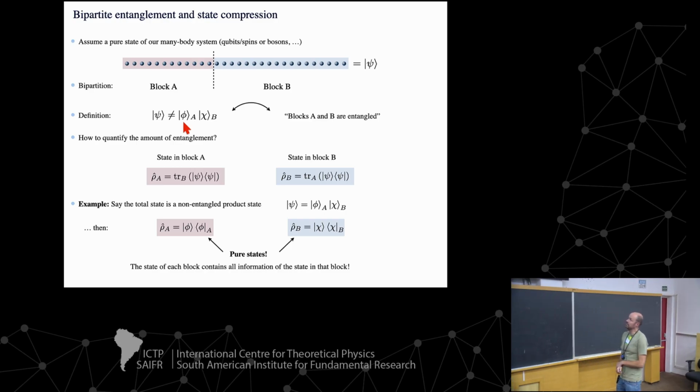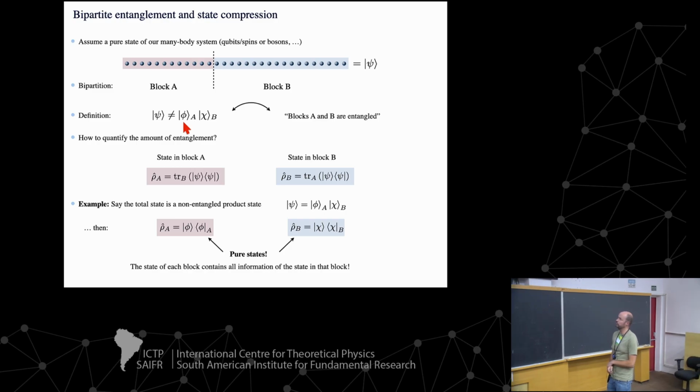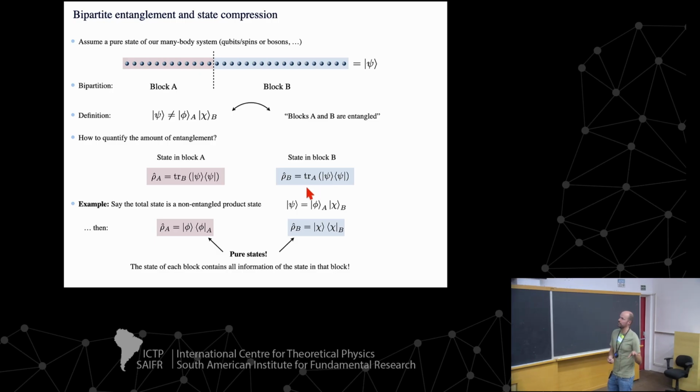Okay, and the question is, how do you quantify this amount of entanglement? And the core idea here is to look at the state in a subsystem. So I want to look at the state in my subsystem, the block A. And how do I get it? I get it by just tracing over the part B. The same I can do for the subsystem B by tracing over the part A.